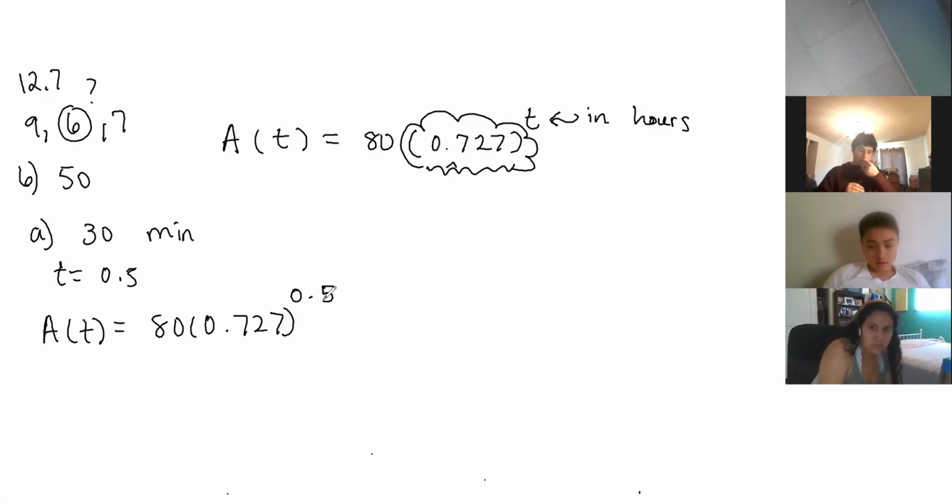So I'm going to plug it in now. 80, open parentheses, 0.727, close parentheses, exponent key, 0.5, and equals, and I end up with 68.211. Did you guys end up with that? 68.211.